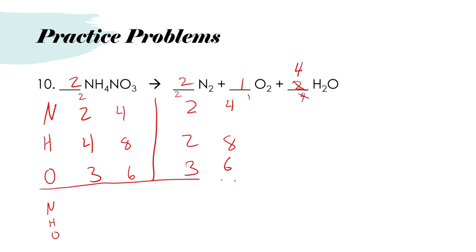And just to double check that one more time, NH2O, make sure I got it right. We've got 4 nitrogens on this side, we've got 8 hydrogens, and we've got 6 oxygens. Over here we've got 4 nitrogens, we've got 2 oxygens plus 4 oxygens, that's 6, and we've got 4 times 2, which is 8 hydrogens. So 2, 2, 1, 4.